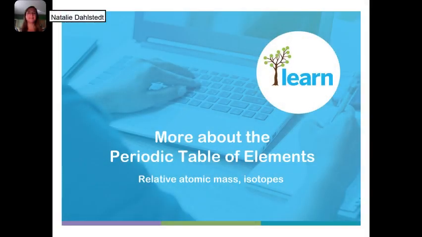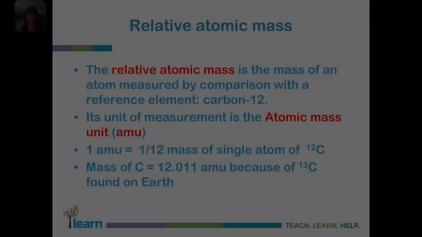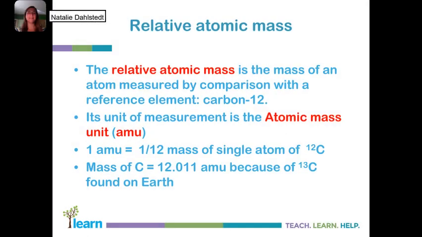Digging a little deeper into the periodic table of elements while looking at the relative atomic mass and the isotopes. You've probably heard of the atomic mass being the mass of an atom or a certain quantity of atoms, such as a mole of atoms, in grams. The relative atomic mass is when you compare the mass of the atom to carbon 12.